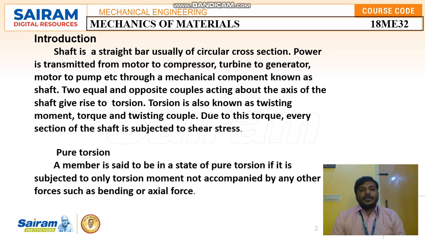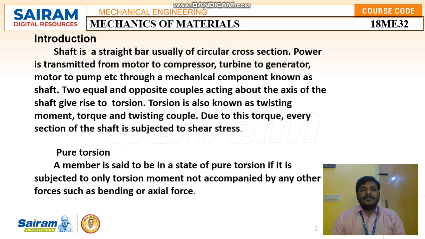So when we come to the introduction, a shaft is a straight bar, usually of a circular cross section. So when we consider any shaft, the shaft will always be a straight bar with a circular cross section. In a few cases it might be a solid shaft or a hollow shaft, based on the requirement of where we're going to use it. But whichever shaft we consider, solid or hollow, it will always be a straight bar, generally in the form of a circular cross section only.